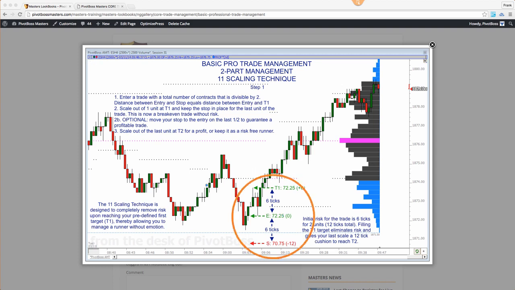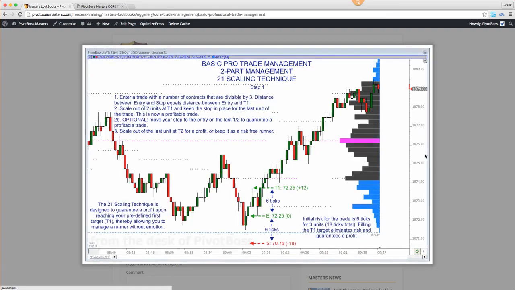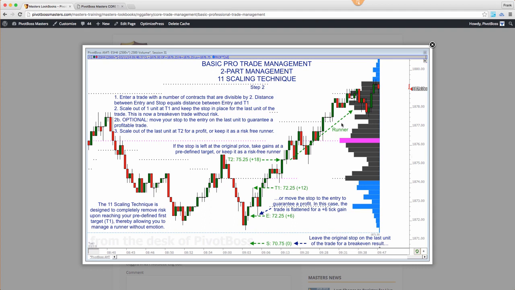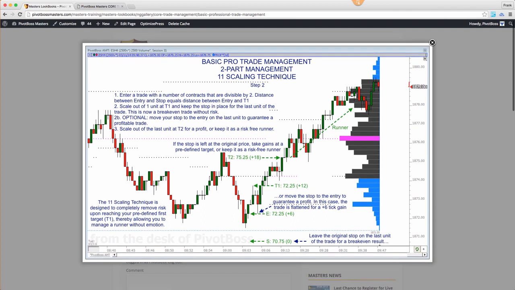But this, again, is a very, very simple approach to scaling. So if you look over here to part 2 or step 2 of this 2-step scaling technique, now you can see after you successfully take that off right there, you take some off the table. Back here now, look at this. This is 0 now. So if price comes all the way against you, you've lost 0.